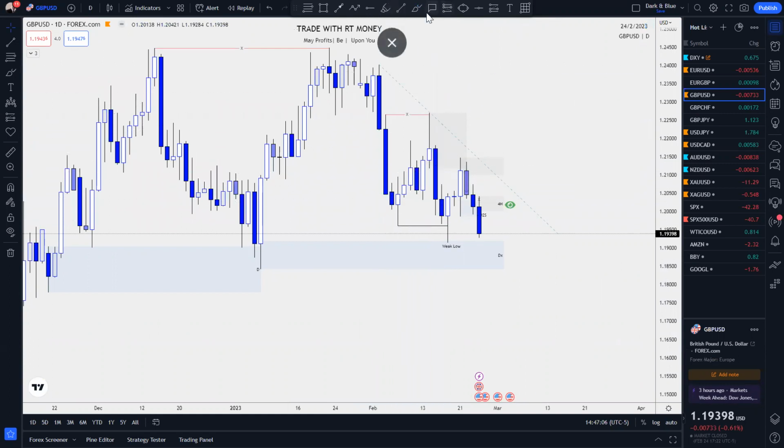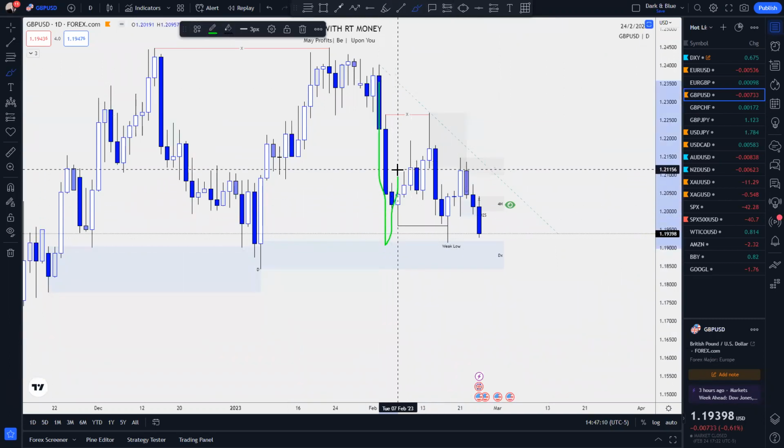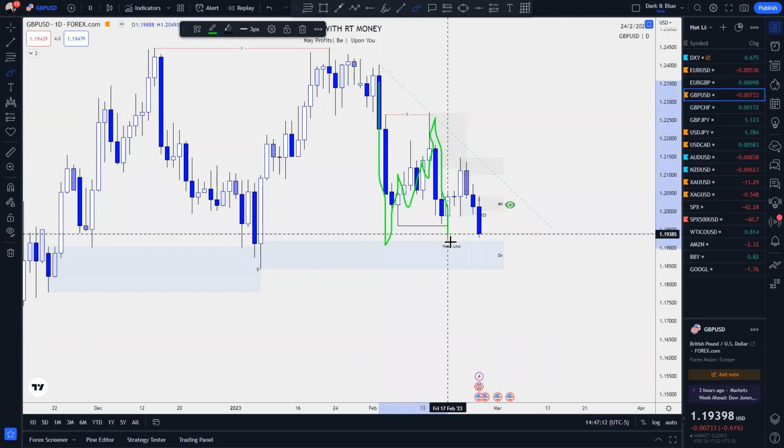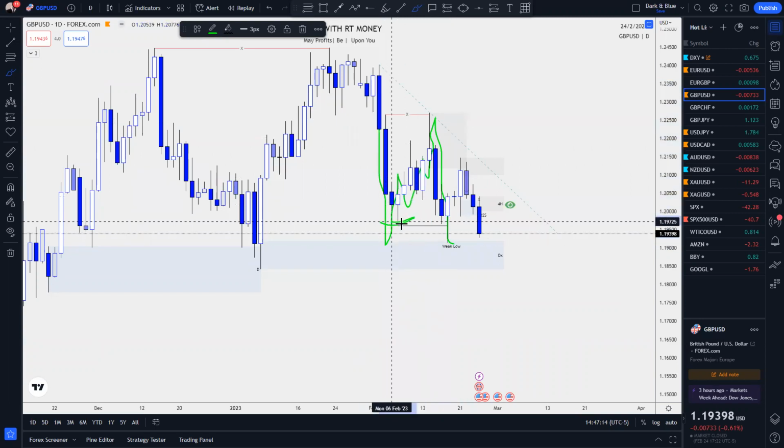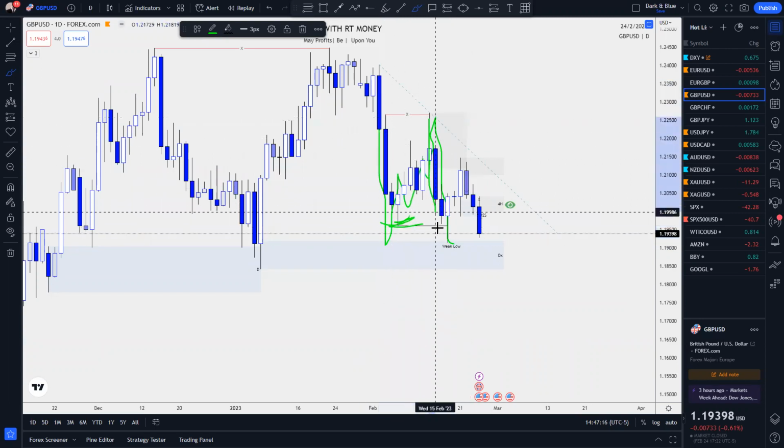Let me use this and draw it. We have an impulsive move. We have the correction. We have a move that took out that low.